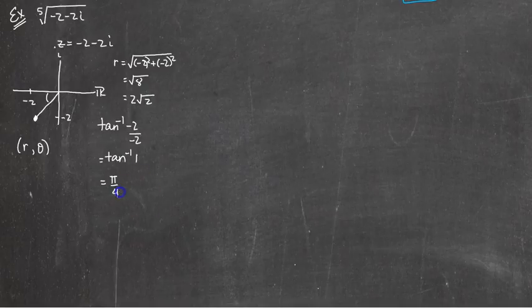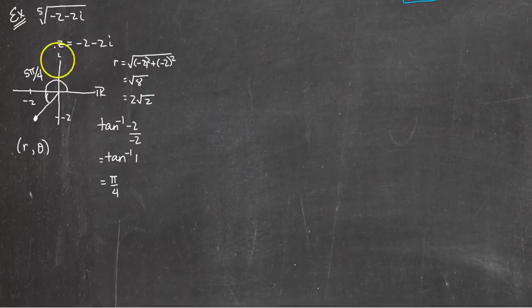So my actual angle, though, isn't pi over 4. The actual angle is 5 pi over 4. Okay, now I have my r and I have my theta, 5 pi over 4. I'm going to work in radians this time. No special reason, just kind of fun to shake it up every once in a while.